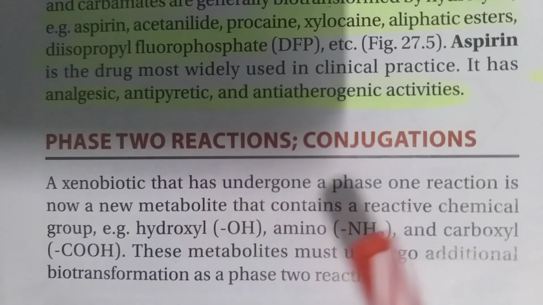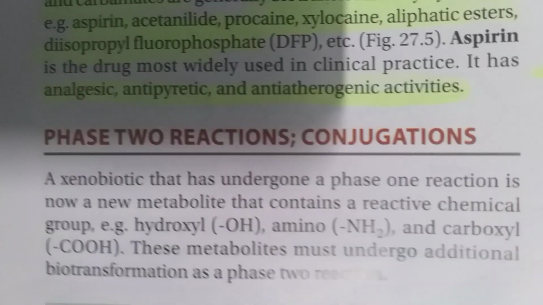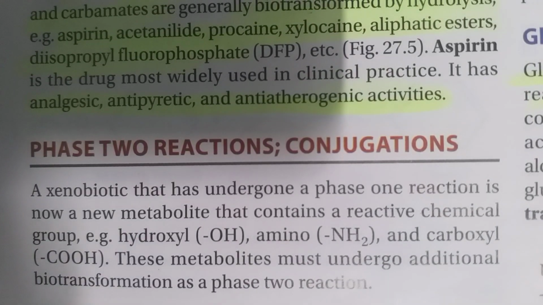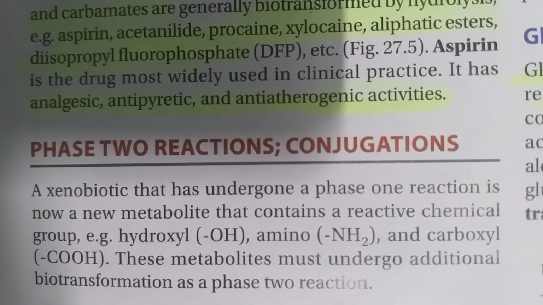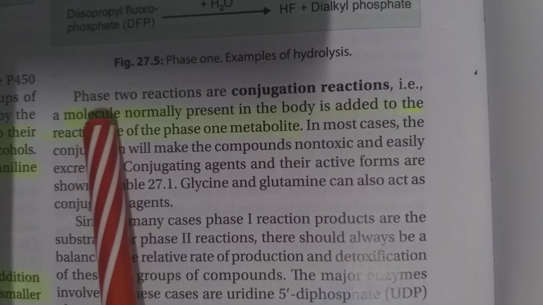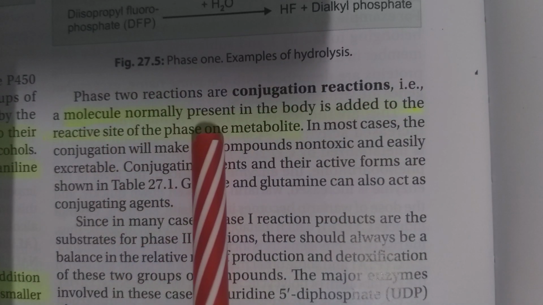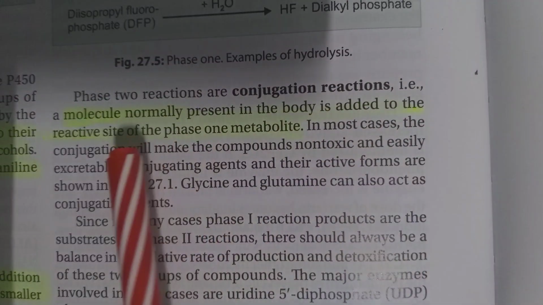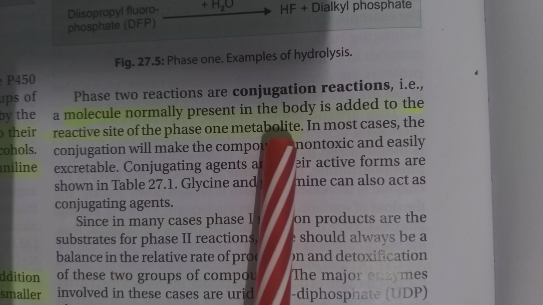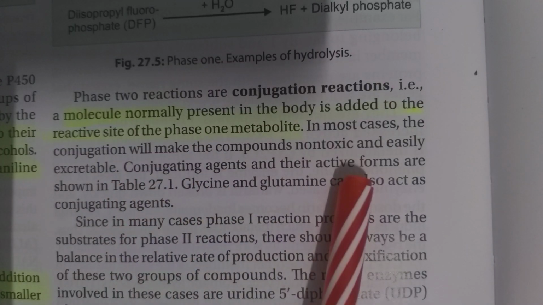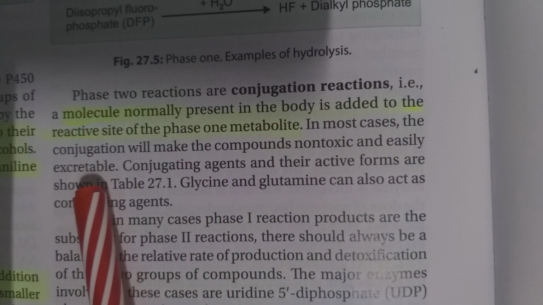A xenobiotic that has undergone a phase 1 reaction is now a new metabolite that contains a reactive chemical group such as hydroxyl, amino or carboxyl group, and these metabolites must undergo additional biotransformation as a phase 2 reaction. Phase 2 reactions are conjugation reactions, that is, a molecule normally present in the body is added to the reactive site of the phase 1 metabolite. So, in most cases, the conjugation will make the compounds non-toxic and easily excretable.